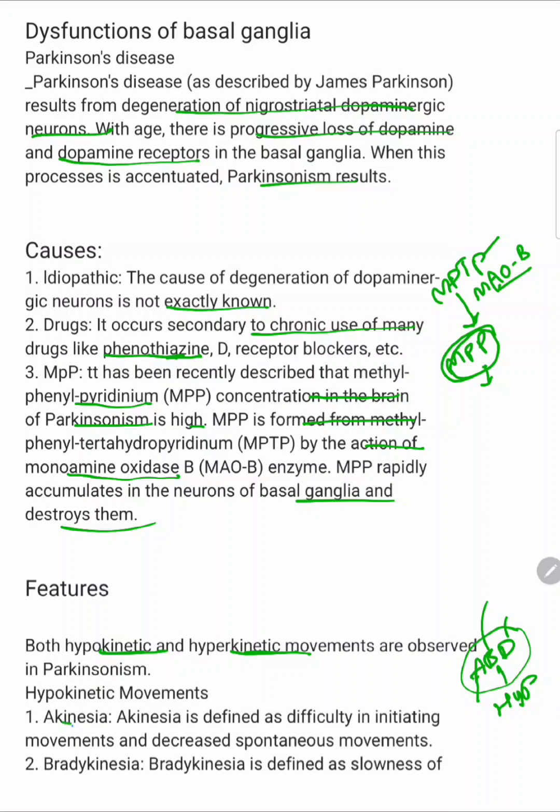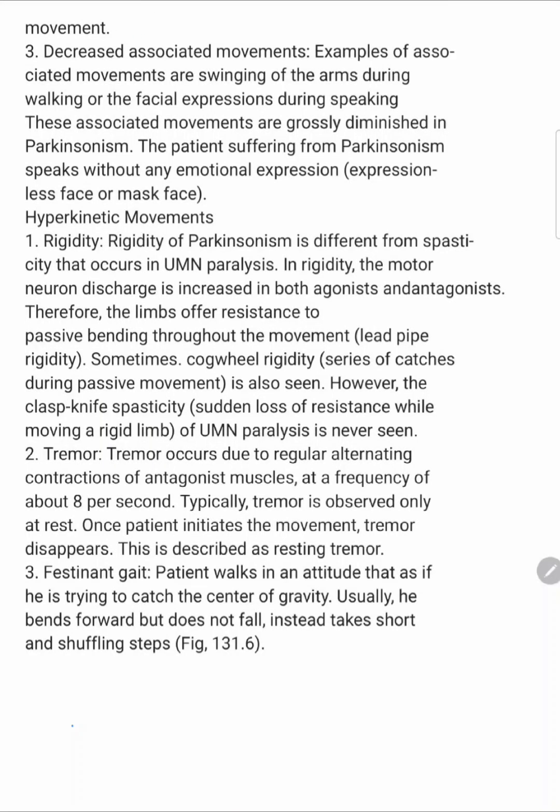See, akinesia is defined as difficulty in initiating movements and decreased spontaneous movements. It means they feel difficulty to start, or to initiate, the movement. Next, bradykinesia is defined as slowness of movement. Even if they manage to start the movement, that is akinesia; if they have started, they will show slow movement. So that is called bradykinesia.